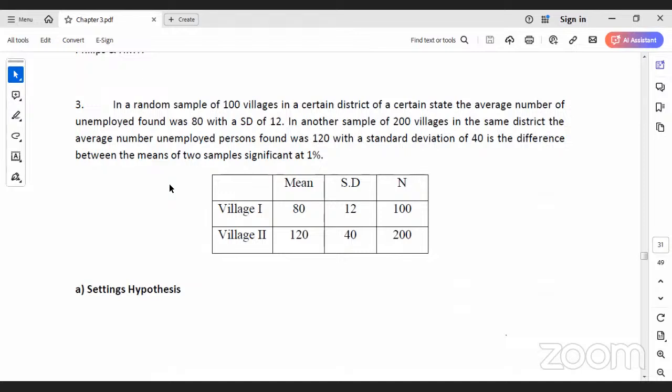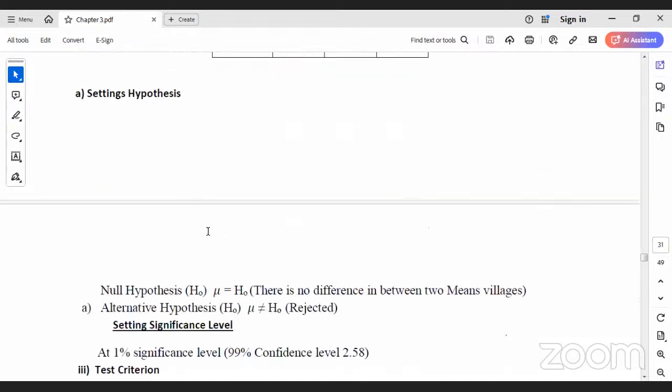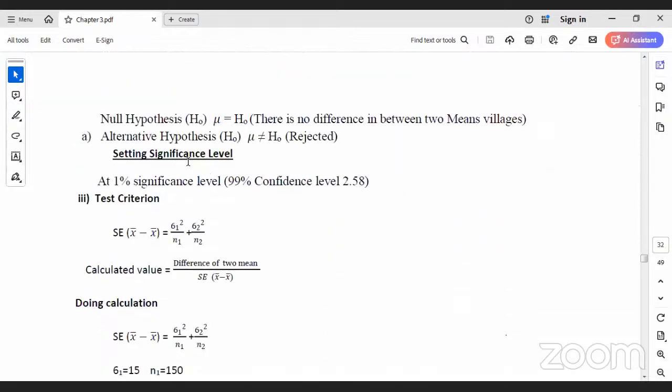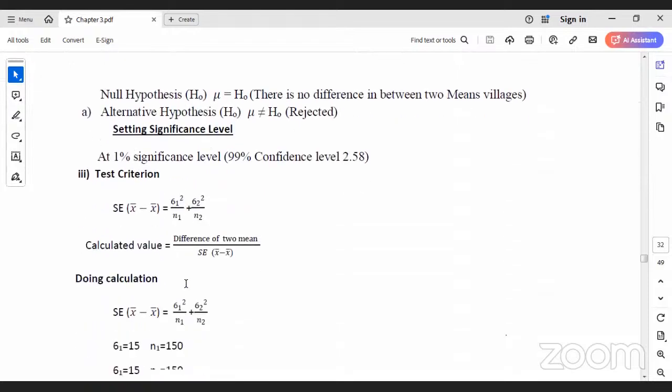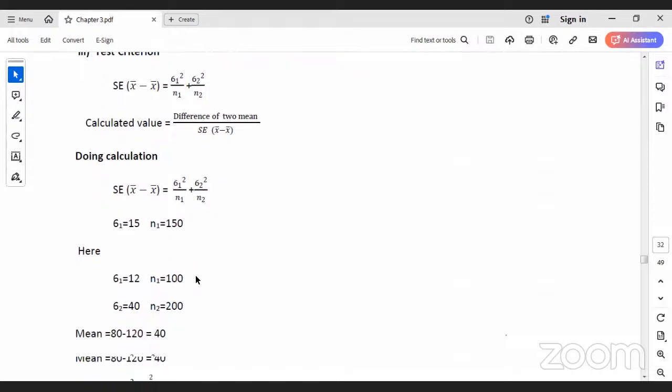Okay. So all the values according to our need: village 1, village 2, mean, standard deviation, then total. If you do this step, it is very easy to solve the problem. So there is no need to depend on the theoretical part. Same problem: setting hypothesis, setting suitable significance level, test criterion formula, standard error of x bar 1 minus x bar 2, then the calculated value, then doing the calculation.